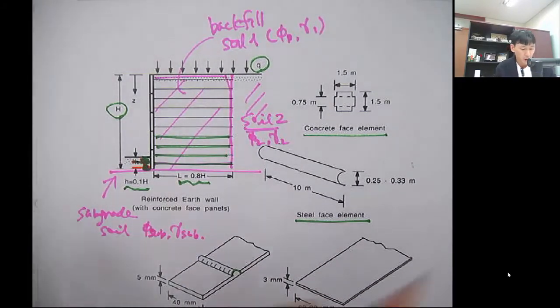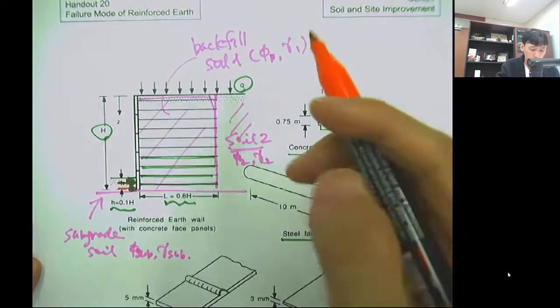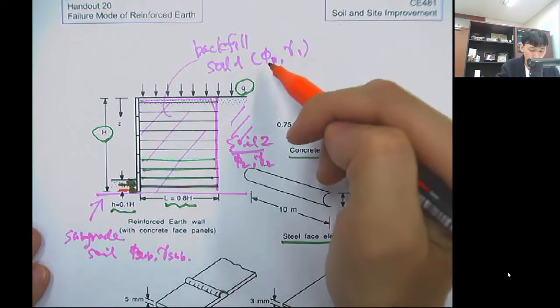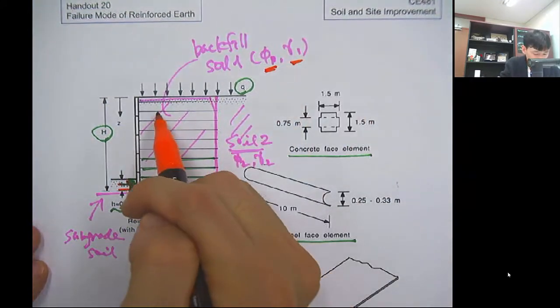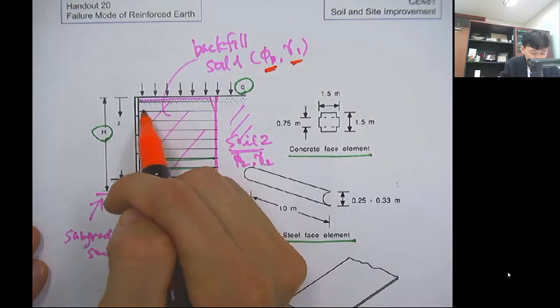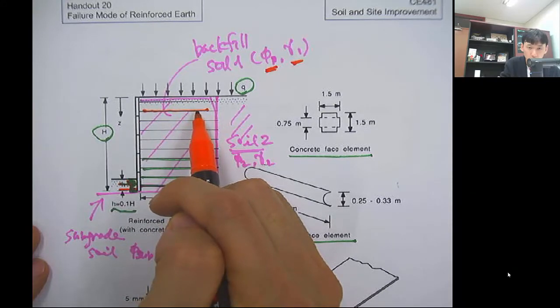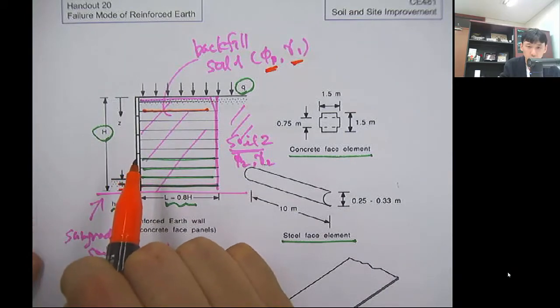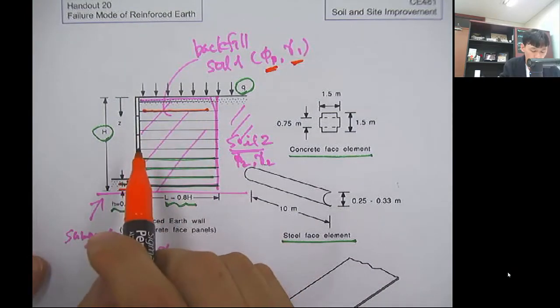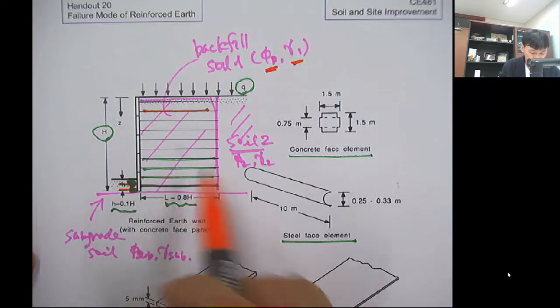After you select this backfill material, then you find the friction angle and the density, and maybe the interfacial friction between this soil and the strip, or the tensile strength of this material, etc. Also, you will have to find out what will be the regular spacing for this backfill material, so delta B and delta H.